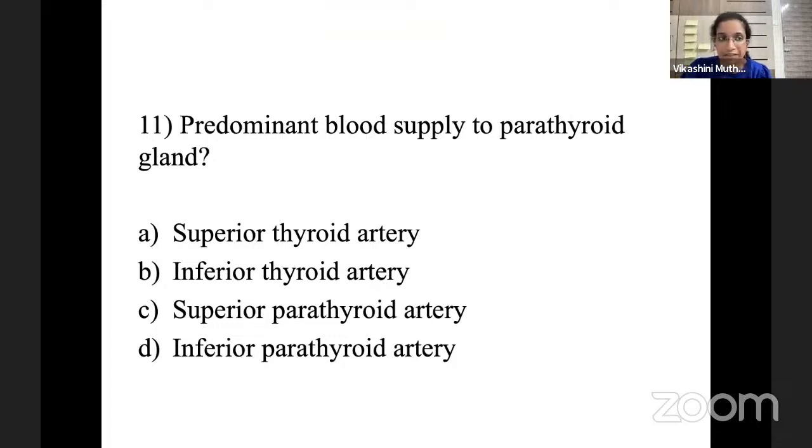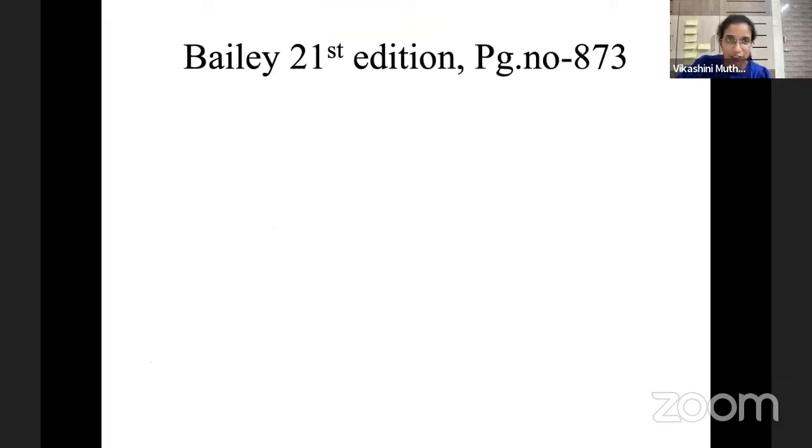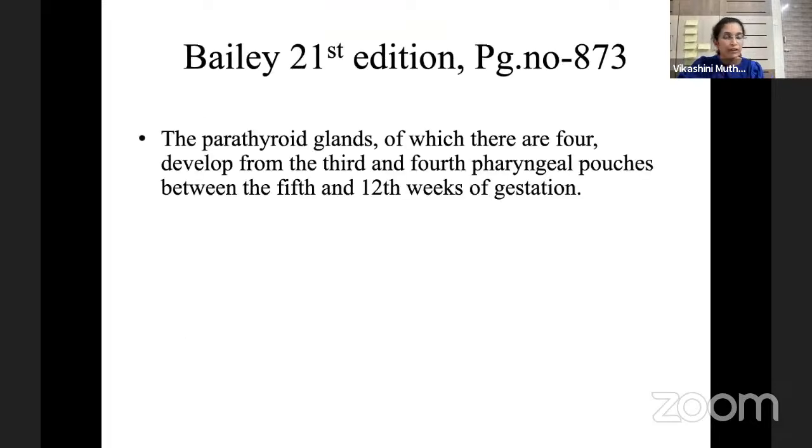Again, a simple anatomy-based question. Predominant blood supply to parathyroid gland is: superior thyroid, inferior thyroid, superior parathyroid, inferior parathyroid. So let's brush up some embryology here. So you have 4 parathyroid glands, which are placed in the 4 corners of the thyroid gland. And the superior parathyroid gland develops from the 4th pharyngeal pouch, and the inferior parathyroid develops from the 3rd pharyngeal pouch. Because it's from the 3rd pharyngeal pouch that the thymus also develops.